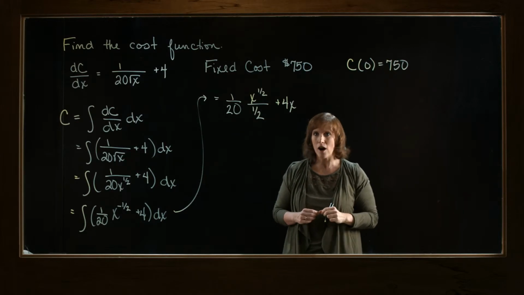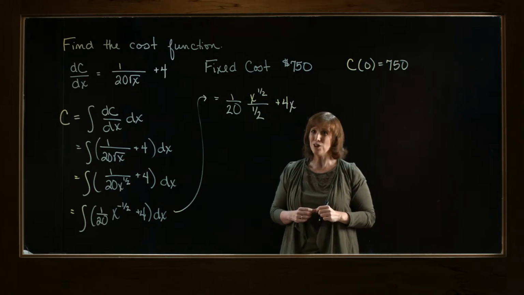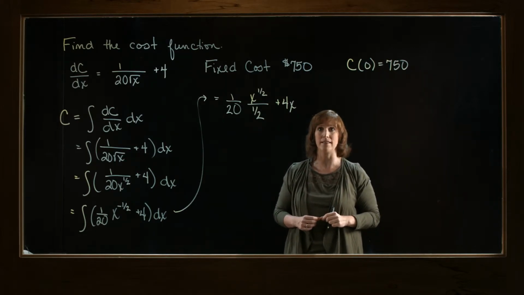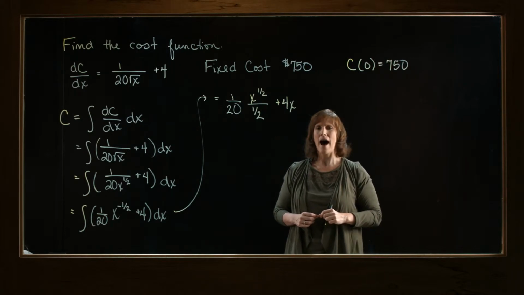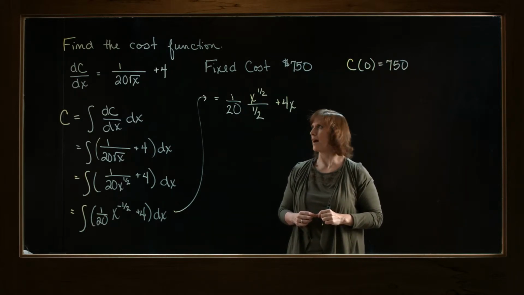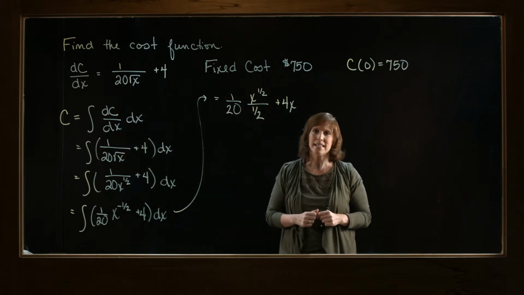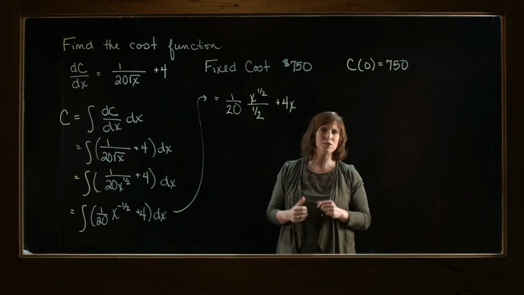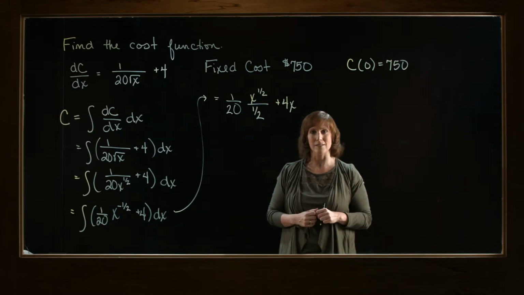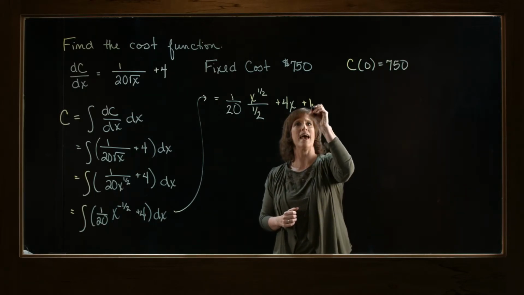Now we always have a constant of integration at this point, and usually we use the letter c to represent that constant of integration. I think I'm going to choose a different letter though this time because my problem is talking about cost, and c represents the cost. So I don't want to confuse it with my constant of integration. So let's just use a k instead.